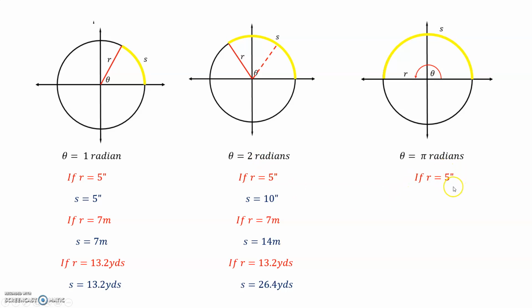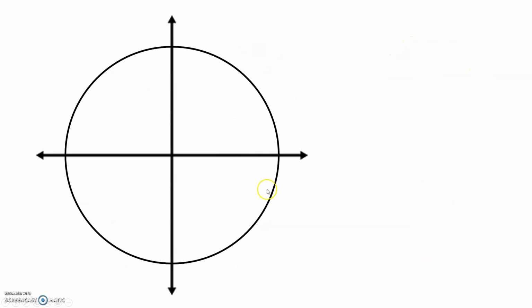So we'll do the same thing here: 5 inches for the radius times the number of radians. And here that just happens to be pi. So the arc length is 5 pi. If the radius was 7 meters, 7 times the radians, 7 pi meters. And that's what's critical, to remember to put the units. Last one, if the radius was 13.2 yards, because the radians, the angle, was pi, simply multiply by pi, 13.2 pi yards.